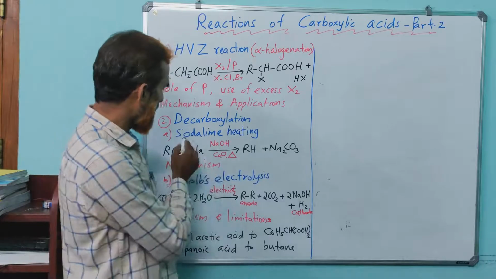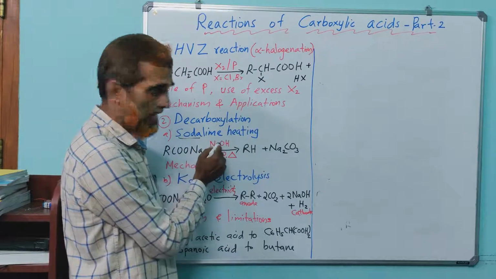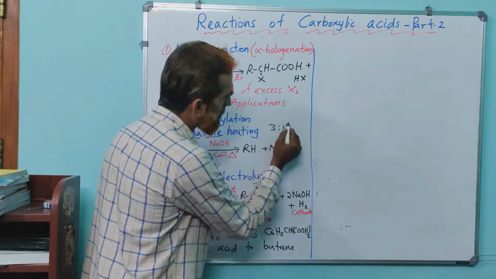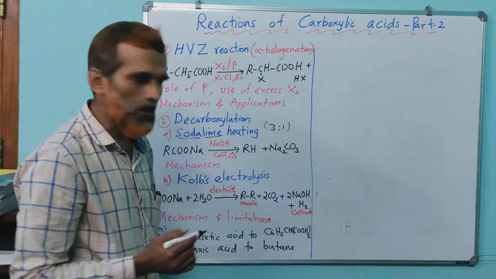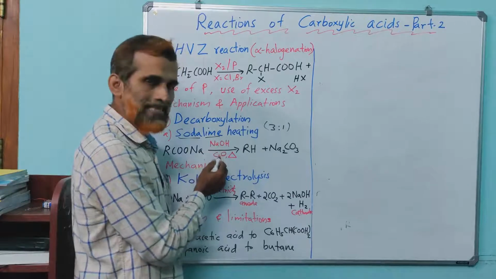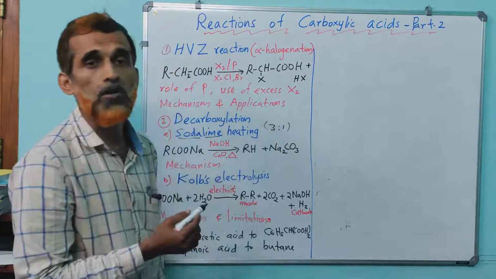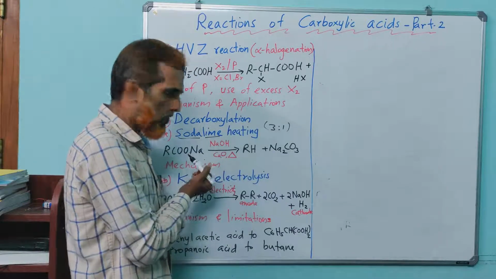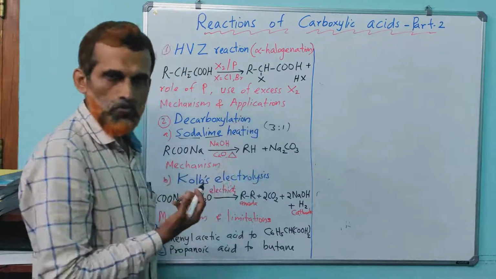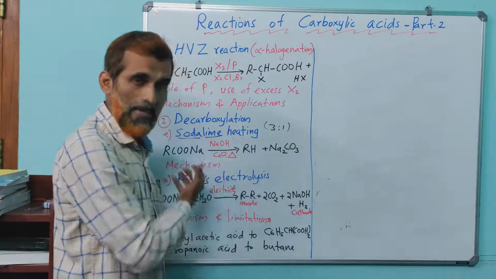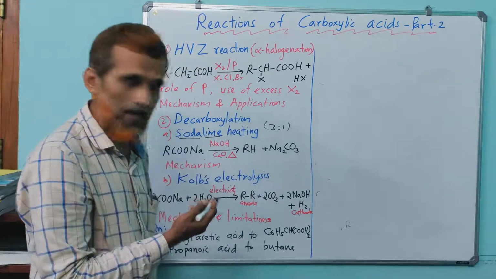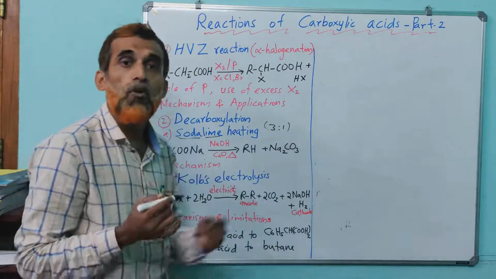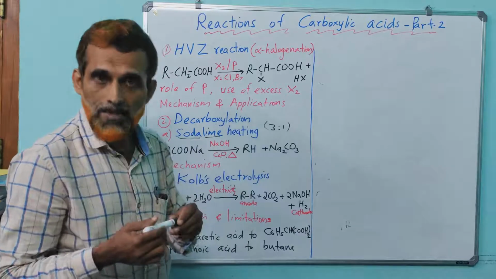What is soda lime? Soda means sodium hydroxide, lime stands for calcium oxide, and that in 3:1 ratio. So it's a mixture of NaOH and calcium oxide in 3:1 ratio, that is called soda lime. Sodium hydroxide is used for taking CO2, for decarboxylation. It can absorb CO2 and form sodium carbonate. Calcium oxide is added to keep NaOH dry, otherwise it is deliquescent.